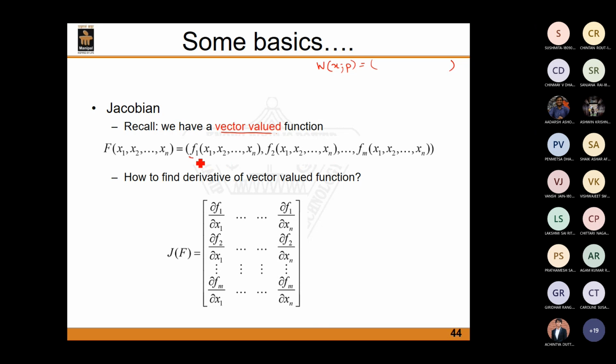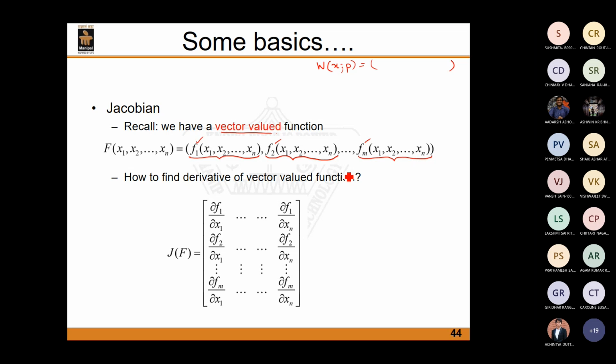So if I see this is one component, I can write it as a function f1, which is also a function of all these variables x1 to xn. And I can write another component of this, which is f2, which is also a function of all these variables, etc. Let's say I have m such functions or components which are functions of all these variables x1 to xn. So the different components that I have are f1, f2, let's say till fm, right?